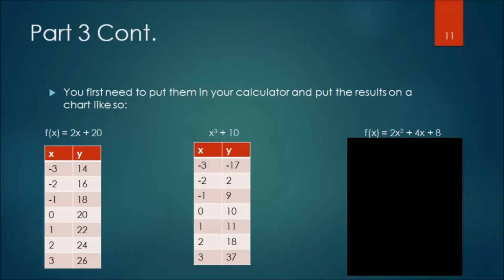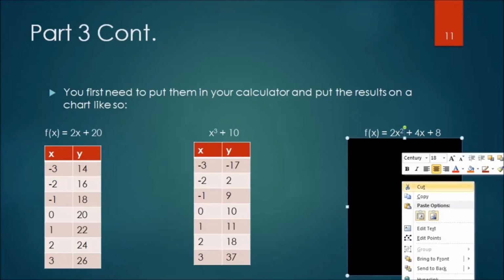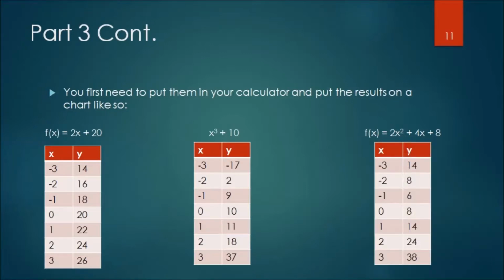x cubed plus 10 will get you -3 and -17, -2 and 2, -1 and 9, 0 and 10, 1 and 11, 2 and 18, and 3 and 37. And the final quadratic equation of 2x² + 4x + 8 will give you -3, 14; -2, 8; -1, 6; 0, 8; 1, 14; 2, 24; 3, and 38.